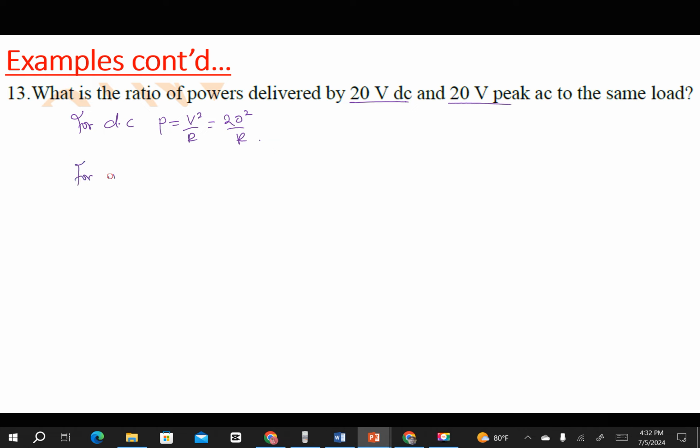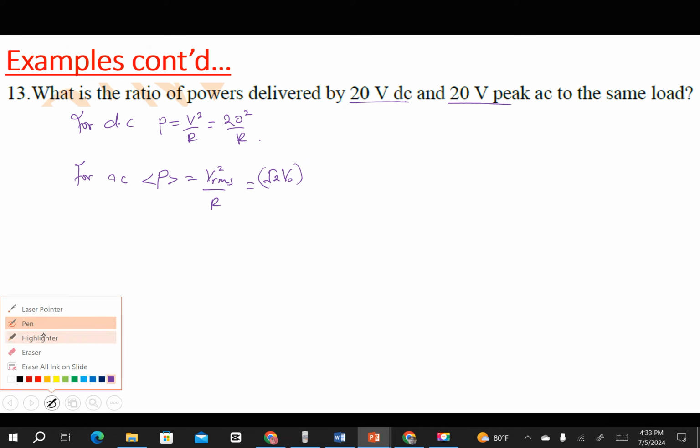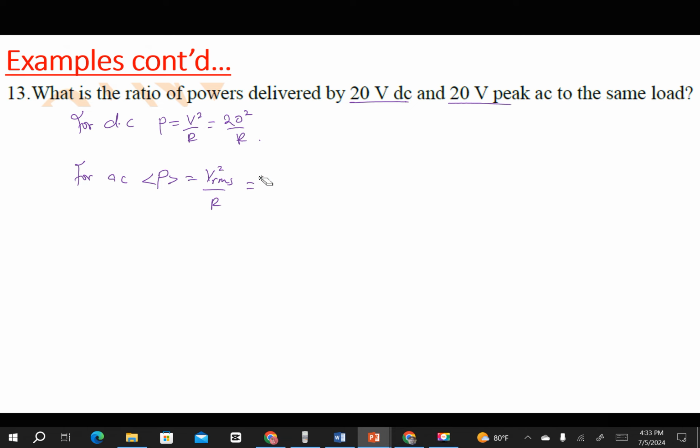But for AC, the power is going to be the average power, which is V root mean square squared over the resistance R. And remember, V root mean square is V naught over root 2. Okay, where should I write?